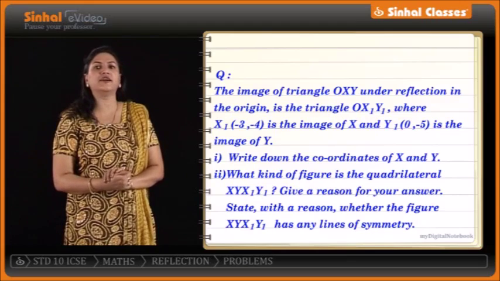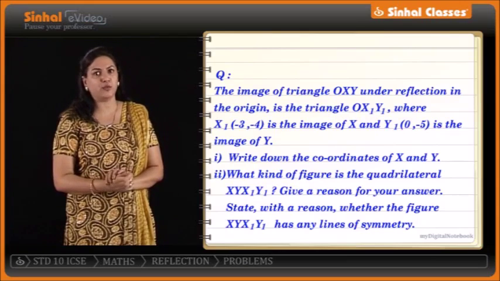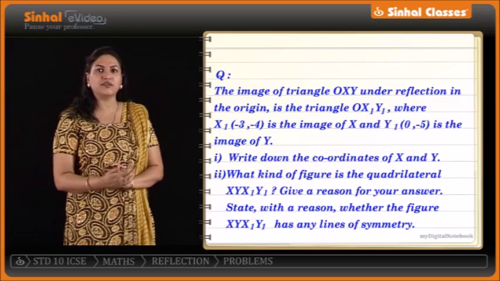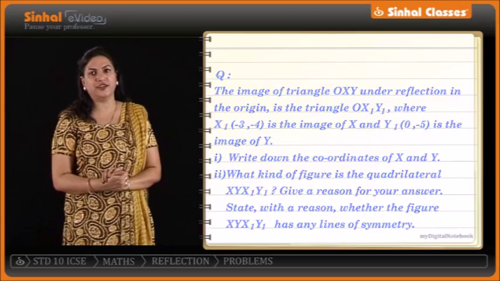What kind of figure is this quadrilateral XYX1Y1? Give a reason for your answer. State with a reason whether this figure has lines of symmetry.